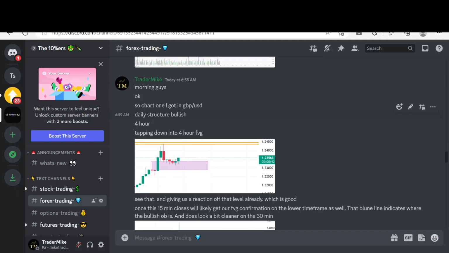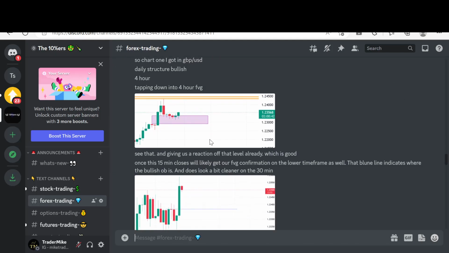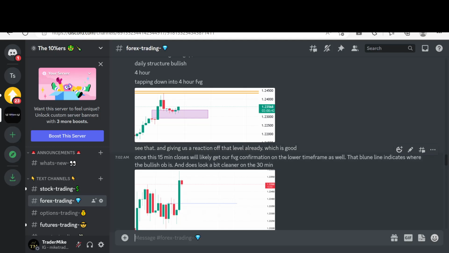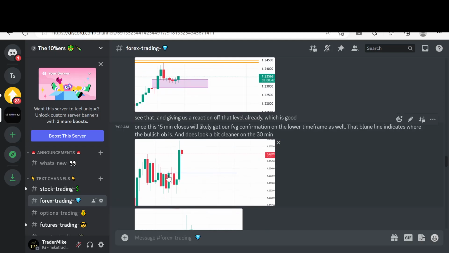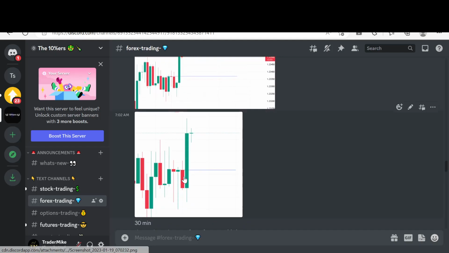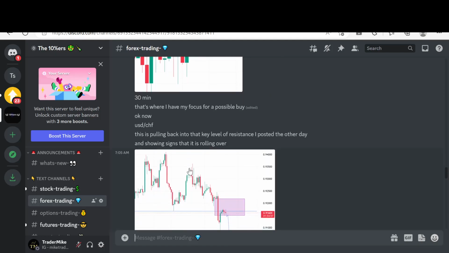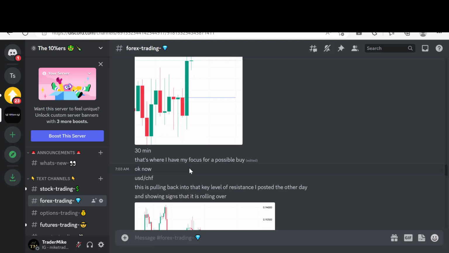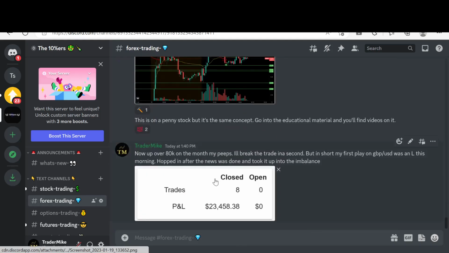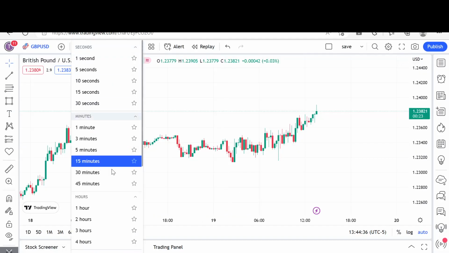All right, so you can see right here I said, chart one I got is GBP USD daily structure bullish, 4 hour, tap it down into a 4 hour fair value gap, and it's giving us a reaction off of that level. Once the 15-minute closes, we'll likely get our fair value gap confirmation. We did, and that's our order block that I noted right there as well. And like I said, it looks a little bit cleaner on the 30-minute, that order block right there. And so, yeah, I called all this morning in my free Discord chat room, as you can see, and that was the result. So GBP USD, this was a long play.